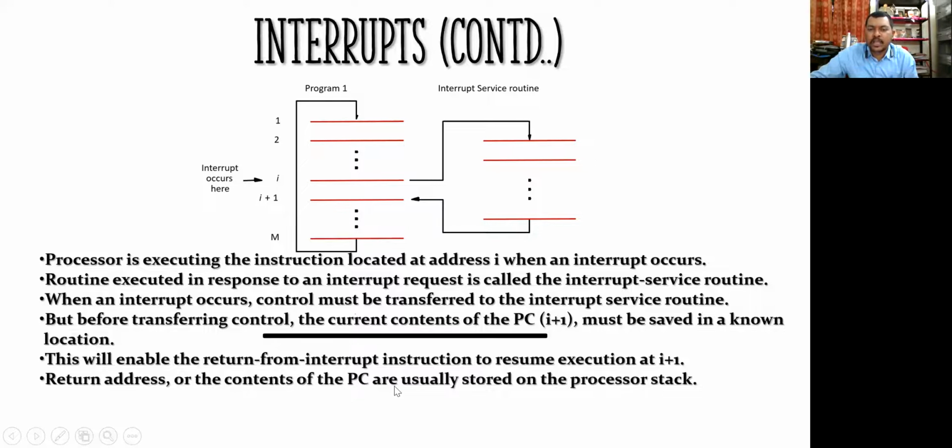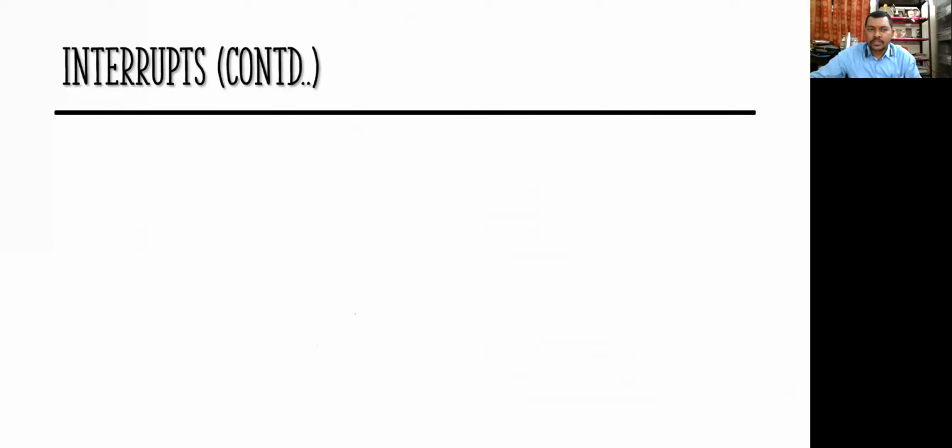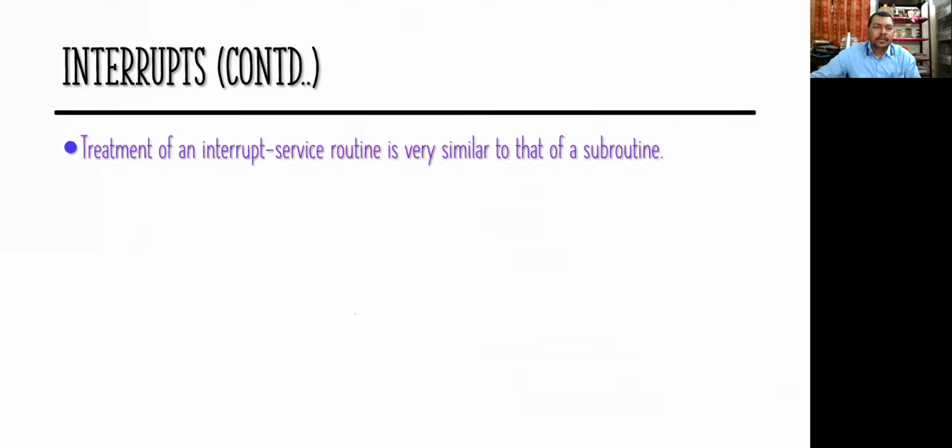So the return address or the contents of the PC are usually stored in the processor stack. हम लोगों ने उसके लिए स्टैक पॉइंटर रखा हुआ है डेडिकेटेड, जिस पर हमारा वो पूरा डेटा ऑलरेडी सेव हो जाता है. सो पुश एंड पॉप जो हम लोग करते हैं, वैसा ये पुश और पॉप कर लेगा. So this is how the interrupts are going to work, and the treatment of an interrupt service subroutine is very similar to that of a subroutine.